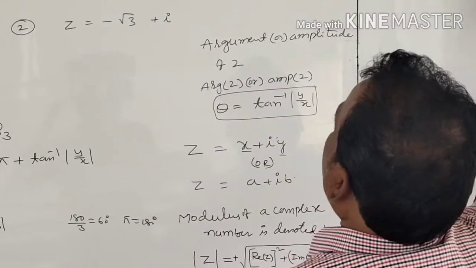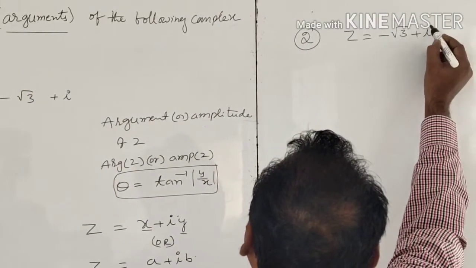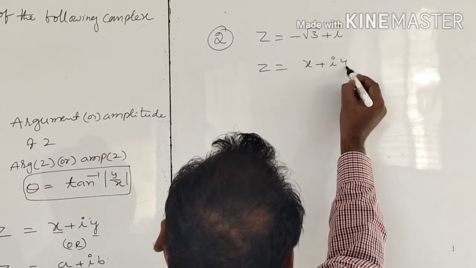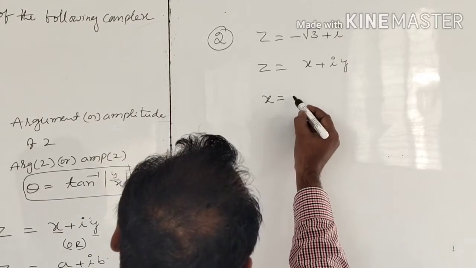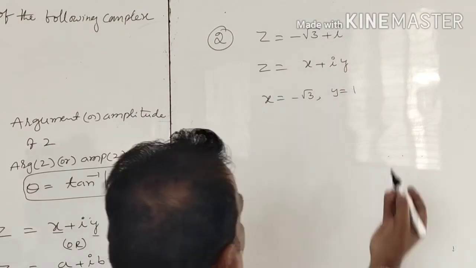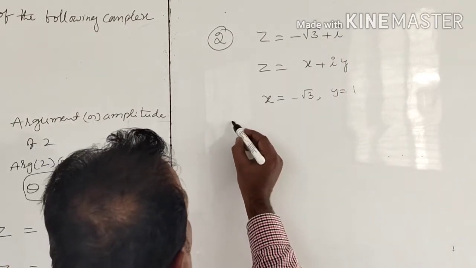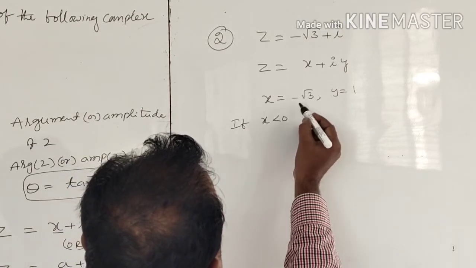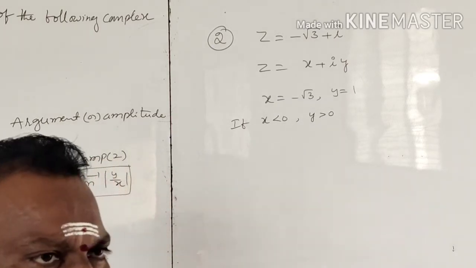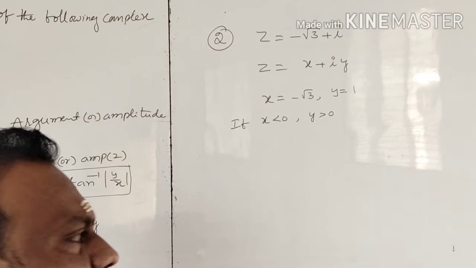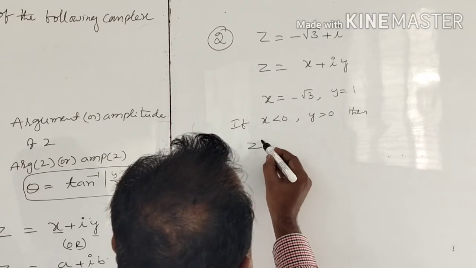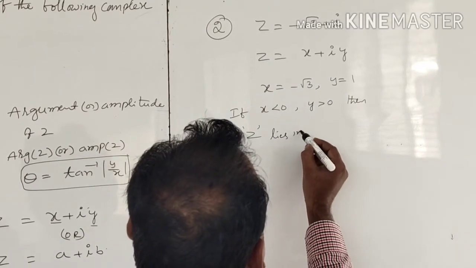z is equal to minus root 3 plus i. Now comparison with z is equal to x plus iy. Now what is the x value here? Minus root 3. And y value, nothing will be there, i coefficient is 1. So here by seeing that x is less than 0 because negative, and y is greater than 0, x less than 0, y greater than 0, the complex number lies in which quadrant, students? Then z lies in second quadrant, correct or not? z lies in second quadrant.